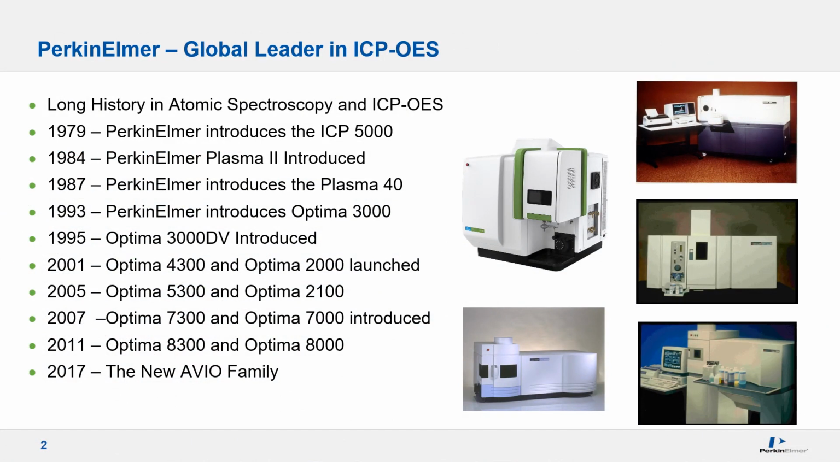PerkinElmer is the global leader in ICP-OES instruments. We have a long history of innovation in atomic spectroscopy and ICP-OES, beginning with the introduction of the ICP-5000 in the 1970s. We have continued to improve and innovate all the way through the Optima series of ICP-OES up to our current models, the Avio 200 and Avio 500.